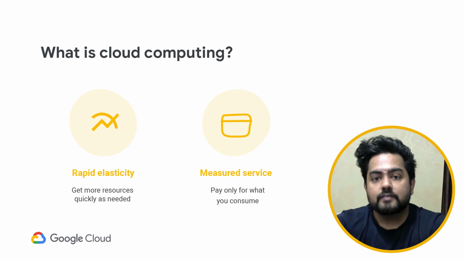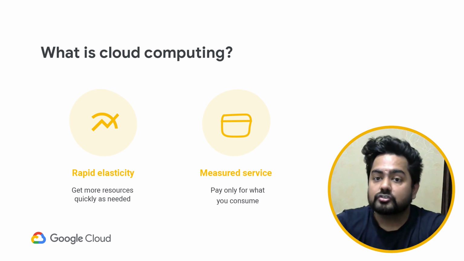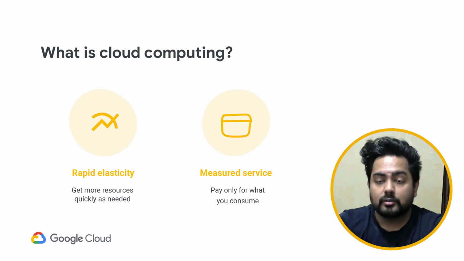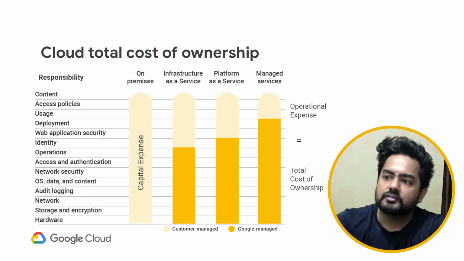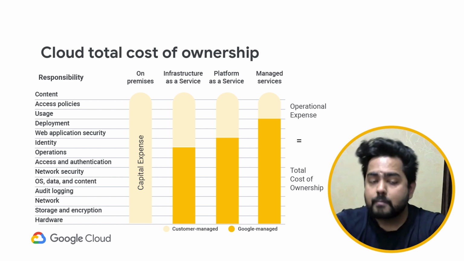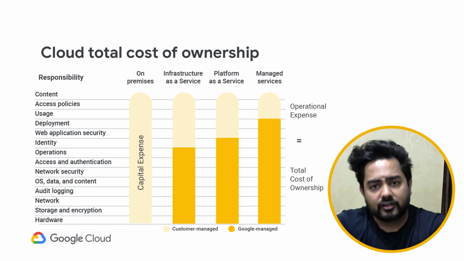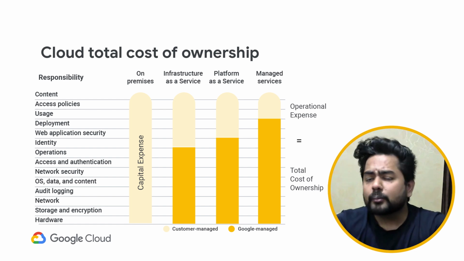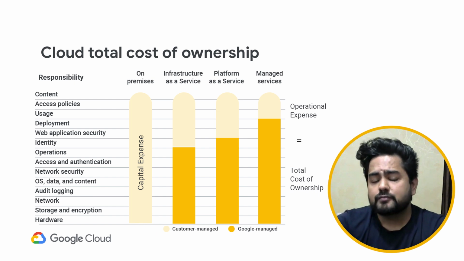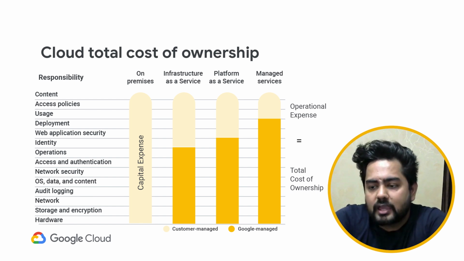That means if I need a specific resource for an hour, I'm just going to pay for an hour instead of a contract. We have three different sides: infrastructure as a service, platform as a service, and managed services. Now, when we talk about cloud computing, it's basically infrastructure being offered by someone.